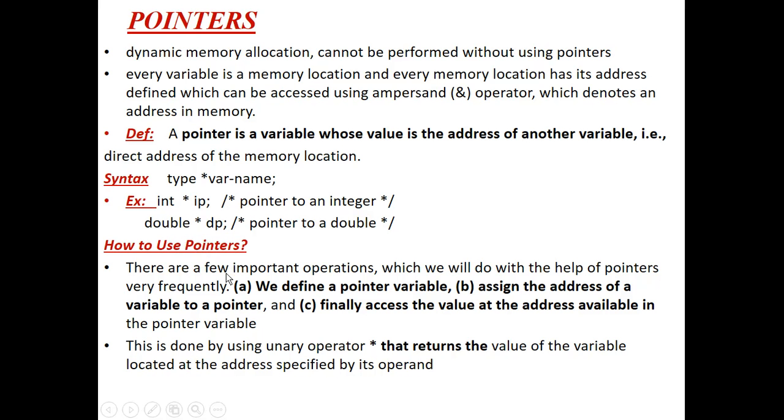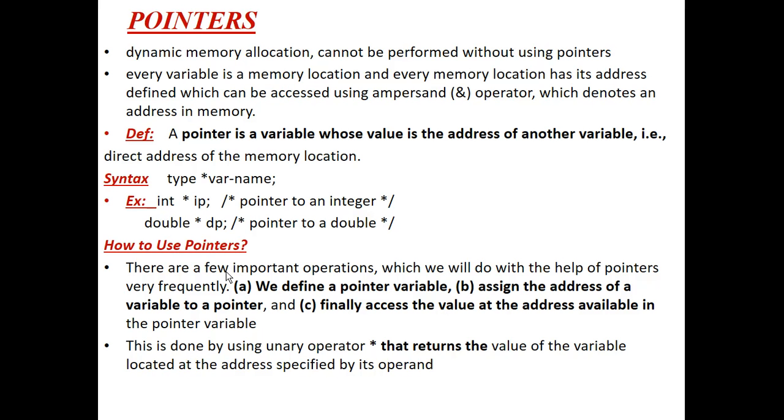So the declaration part and syntax part are completed. How do you use pointers? There are three ways to use pointers in our programs. First of all, define a pointer variable. Next, assign the address of a variable to a pointer. Finally, access the value at the address available in the pointer variable.